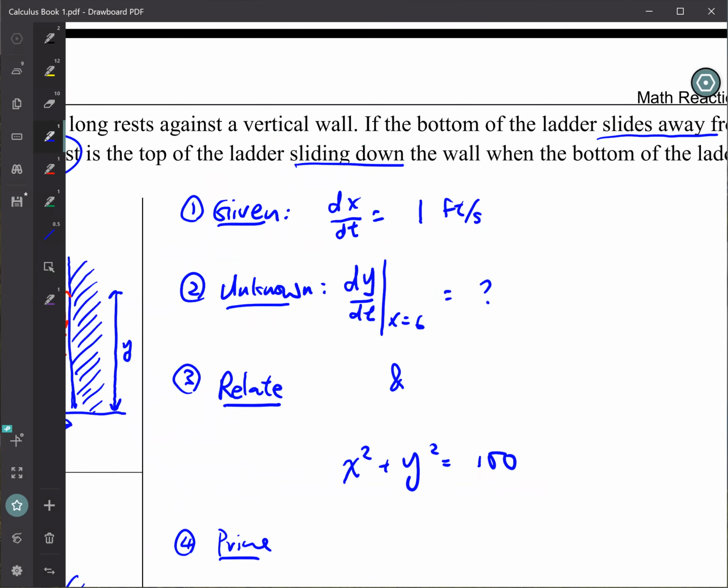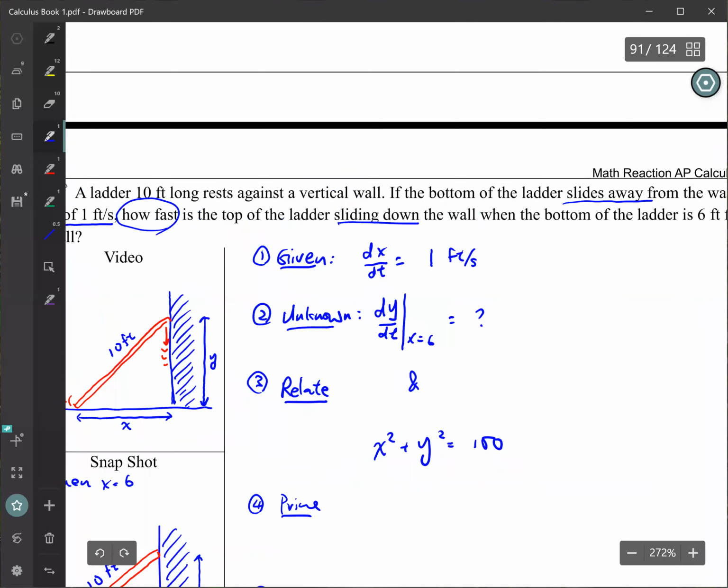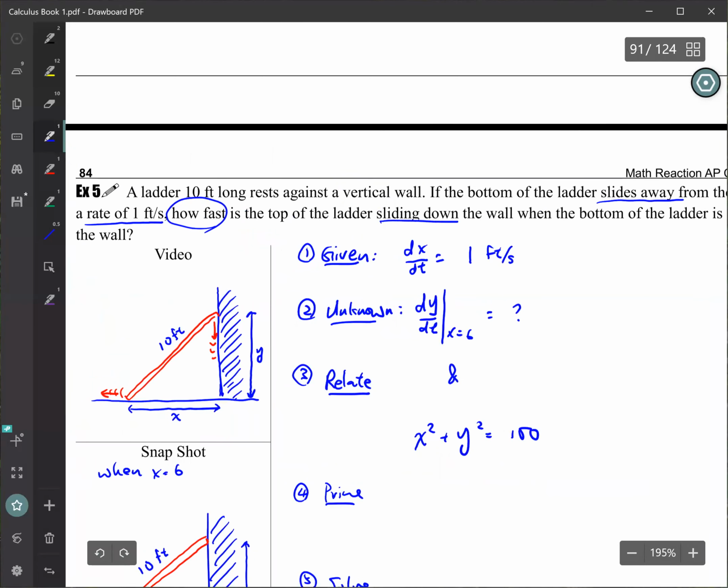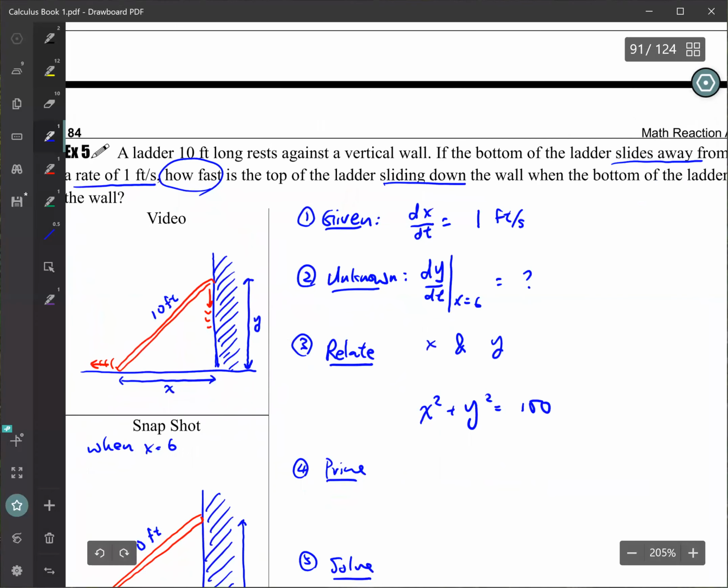Wait, are you asking me? Sure. I'm relating the length of how far it is away from the wall to how high up it is, so the variables are x and y. Yeah, so we just want to relate x and y. So you just need to check if your relationship has those two variables. If it does, then that's the right one.